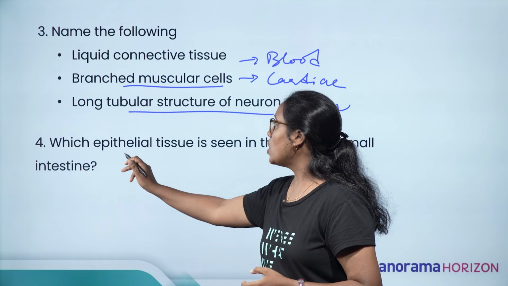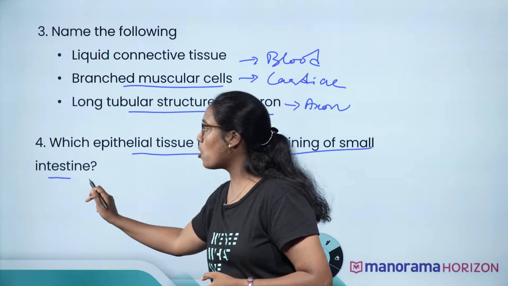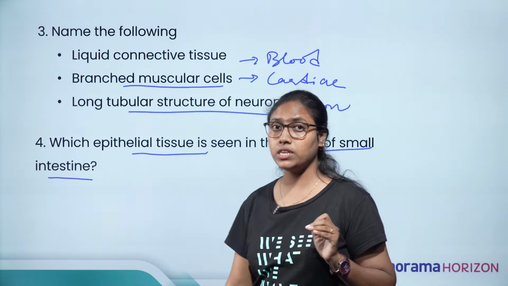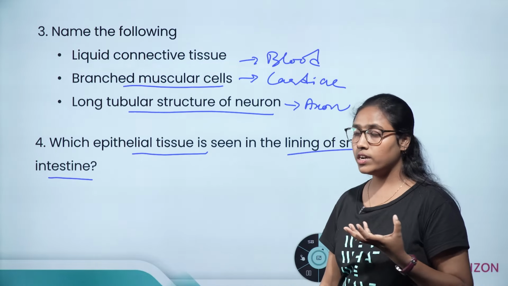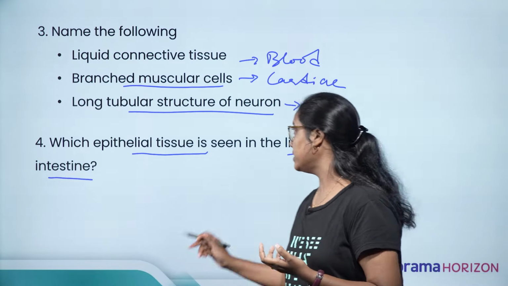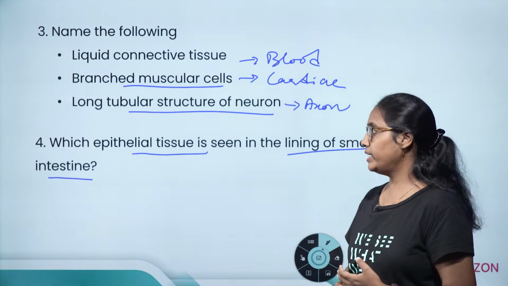Next question is, which epithelial tissue is seen in the lining of small intestine? Now, we know that the small intestine helps in absorption. Absorption requires a thin layer of cells. So, here squamous epithelial tissue is seen in the lining of the small intestine.